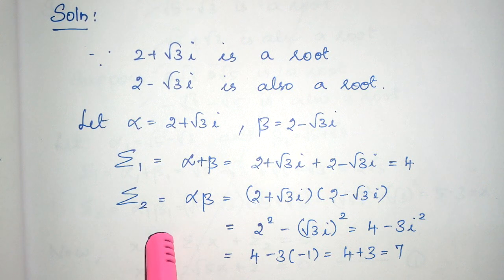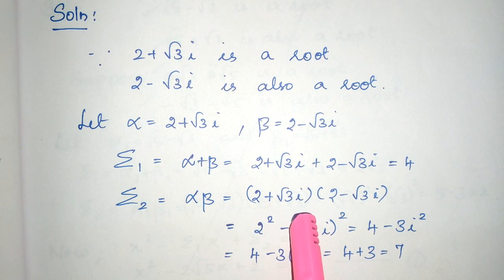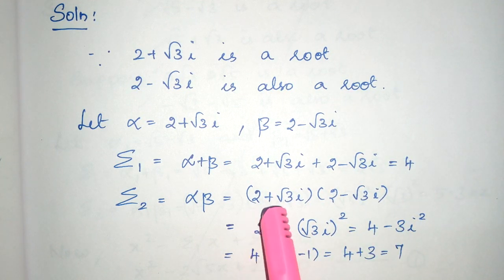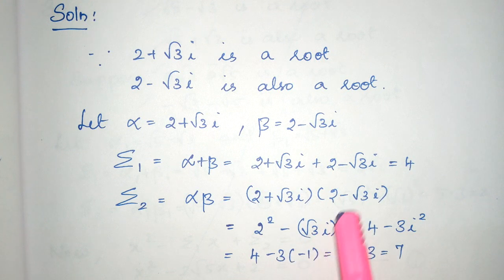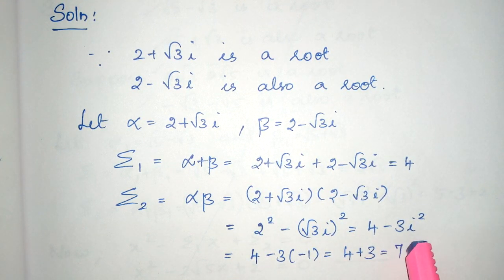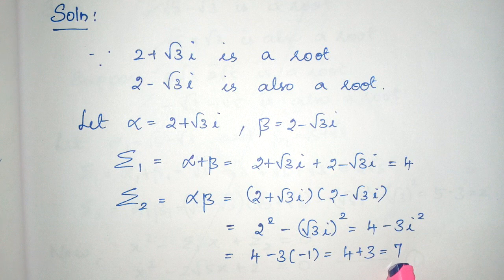And sigma 2 is equal to alpha into beta, which is equal to 2 plus root 3i into 2 minus root 3i. So (a plus b) into (a minus b) is a square minus b square. So 2 square minus root 3i the whole square. 2 square is 4. Root 3i square is 3 into i square. You know that i square is minus 1. So minus 1. So finally we have got 7.